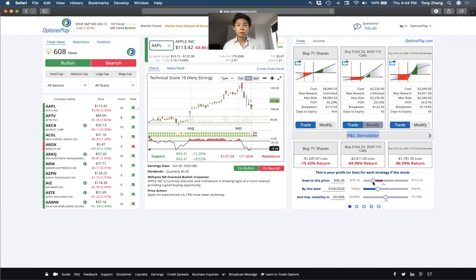They didn't really know how much they were risking. Next thing they know, sometimes the trade goes in their favor and they still lose money because they didn't understand the concept of break-even prices. They didn't understand the concept of time decay.